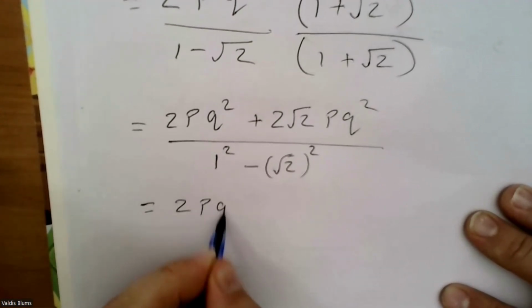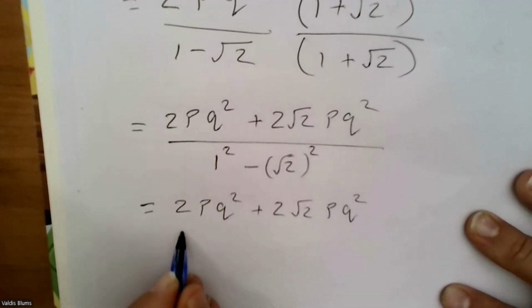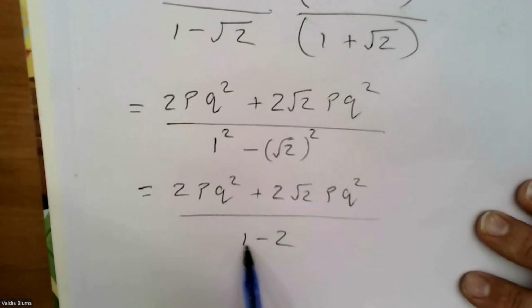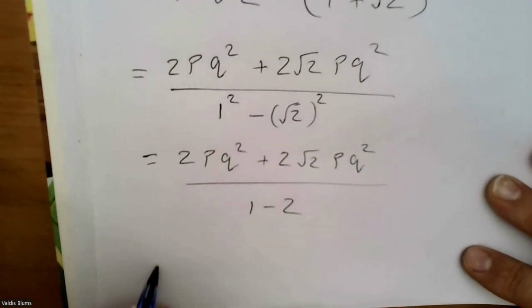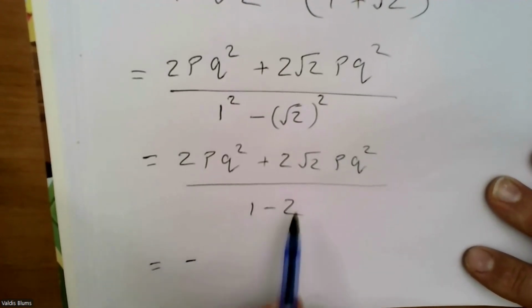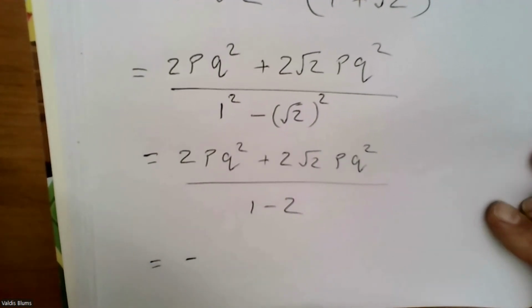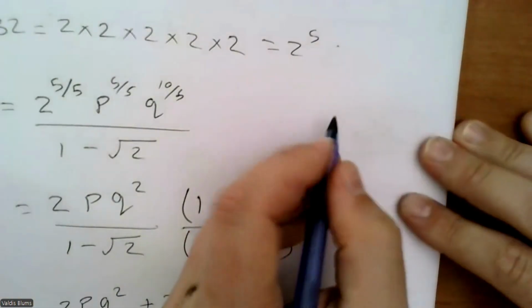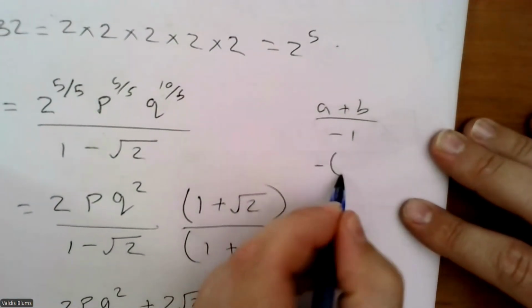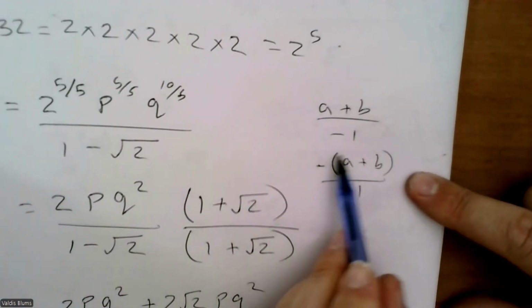We have 2pq squared plus 2 square root 2 pq squared over 1 minus 2, and 1 minus 2 is negative 1. So it's not good practice to leave the negative on the denominator. So if you have a negative on the denominator, you can bring it up and make the whole fraction negative. But I'll just point out, if you have something like a plus b all over negative 1, that's the same as saying negative a plus b over 1. So you're putting it in brackets because that negative has to be applied to every term.